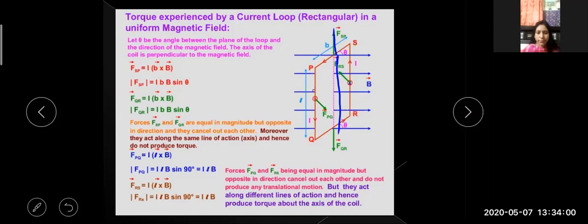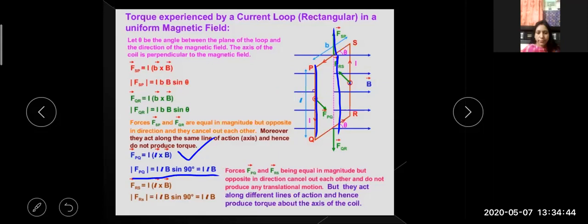Clear? Now consider the forces F_PQ and F_SR. Let's find out this force. The force on arm PQ is given by F_PQ = I L cross B. So the magnitude of this force is F = ILB sin 90 degrees. Here sin 90 means this conductor is perpendicular to the magnetic field, so theta is 90 degrees and it will experience maximum force. So it is ILB, right?